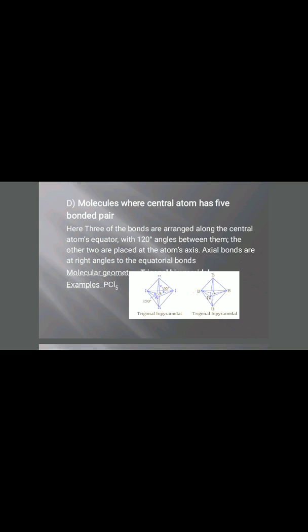Here is the most important reason which has been asked many times in question papers. 3 of the bonds are arranged along the central atom's equator with 120 degree angle between them. The other 2 are placed at the atom's axis. Axial bonds are at right angles to the equatorial bonds.